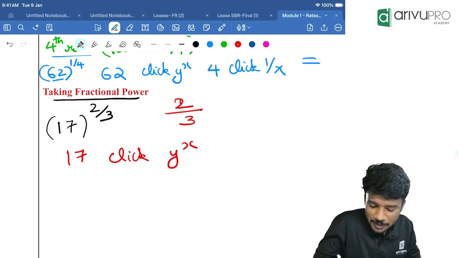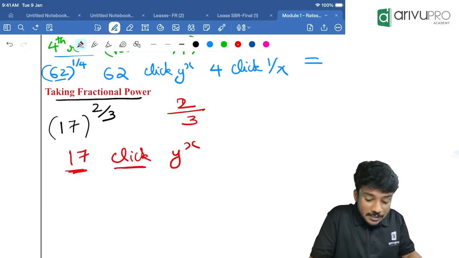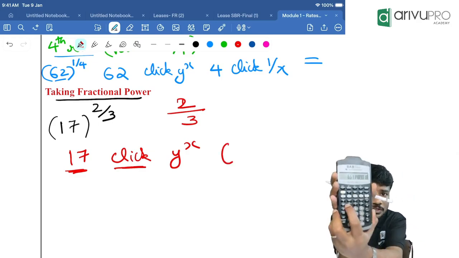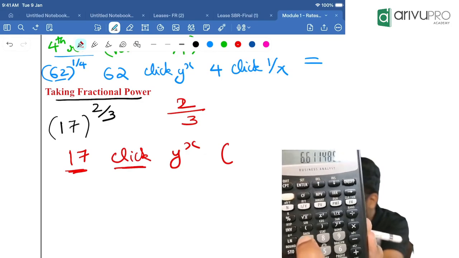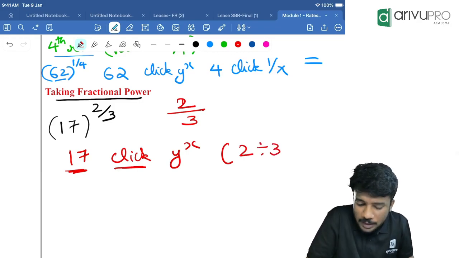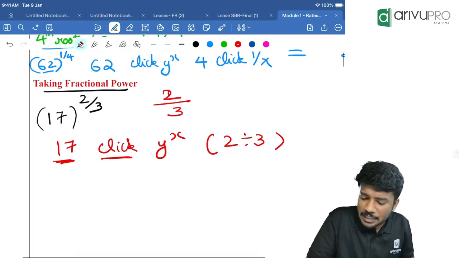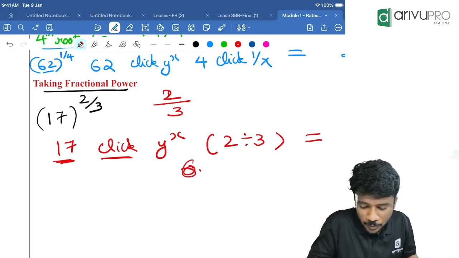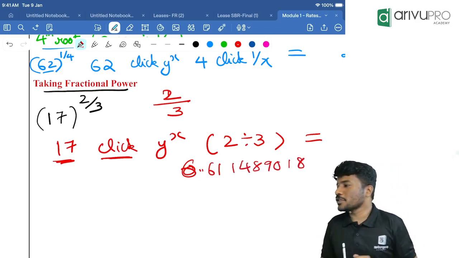So I'll tell you the method. Type 17 on your calculator, then click y raised to x. After that I will put the bracket. Have you seen the bracket? It is there on top of your calculator, above the data key. Put the bracket, type 2 divide by 3, then close the bracket. Then you click equal to and you will get the answer. How much is it? 6.61148918. That much is your answer.